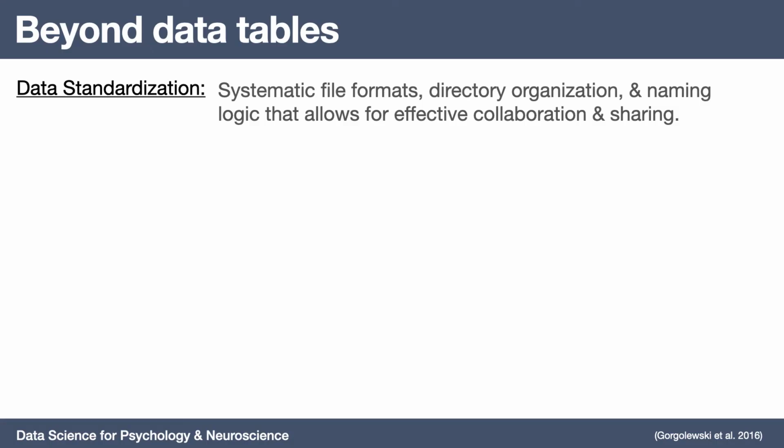So moving beyond data tables, having a data file standardization, or standardization of the physical forms of your data, basically boils down to having systematic file formats, directory organization, and naming logic that allows for effective collaboration and sharing. The point of having a standardized data architecture is more about sharing and collaborating than it is about setting up a pipeline for yourself.